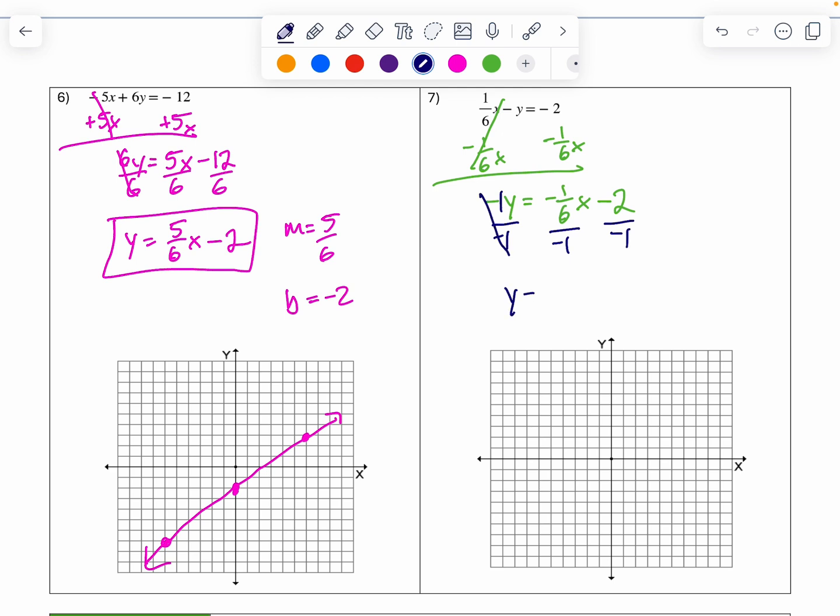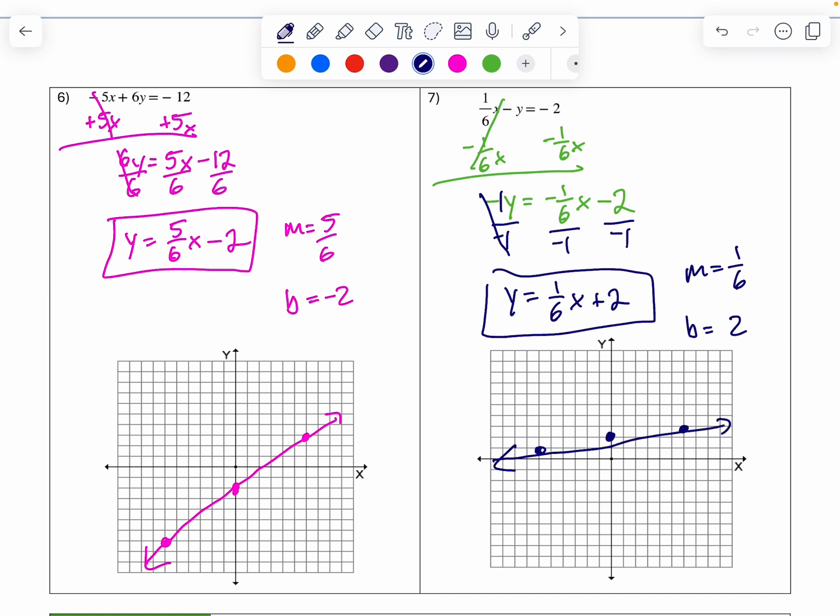So we're left with y equals negative divided by a negative is a positive 1/6, and a negative divided by a negative is a positive 2. So our slope is positive 1/6, our b is 2. So we're going to start at 2 and go up 1 over 6, or down 1 to the left 6. That wasn't the best line, but you get the idea.